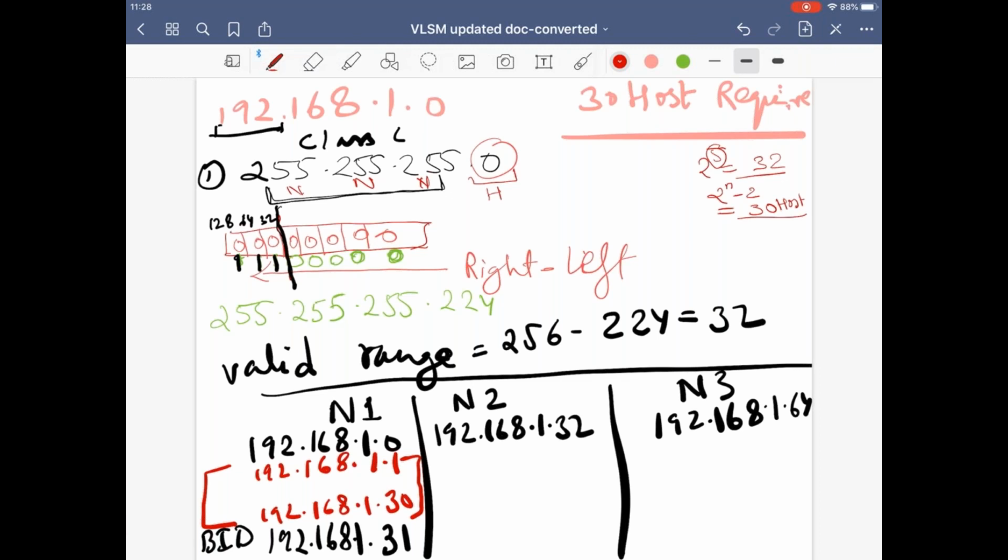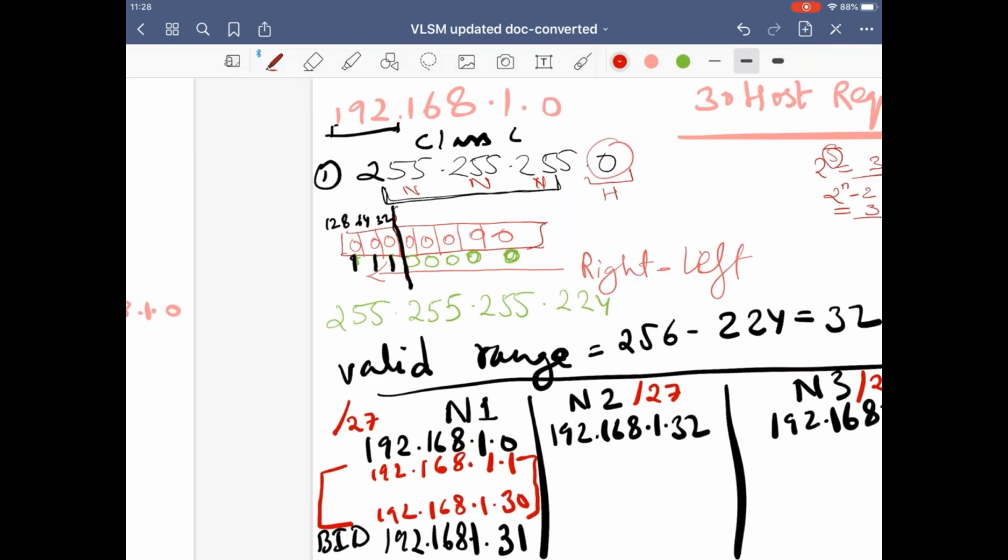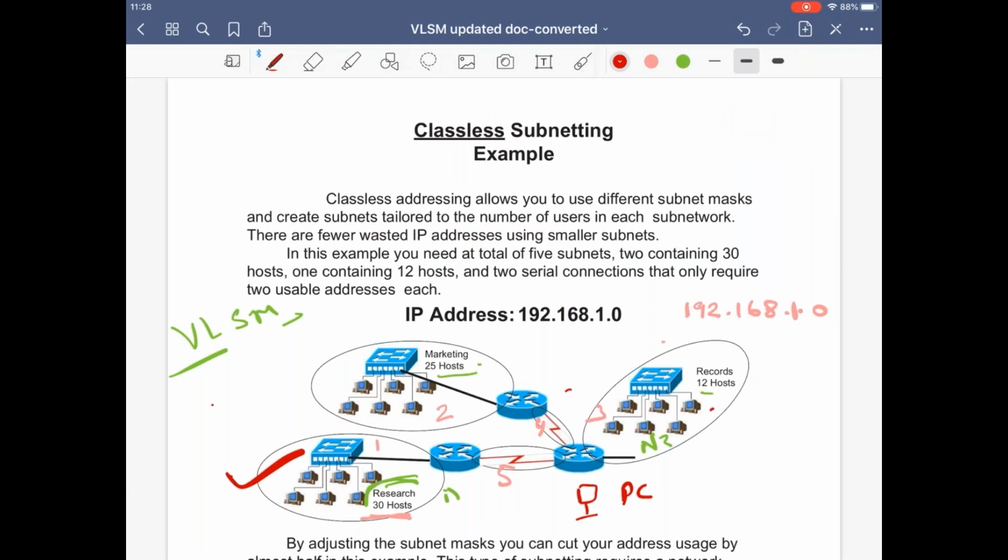Here you will see the slash value is 27. Here also 27, here also 27. Done. We have completed the first part.